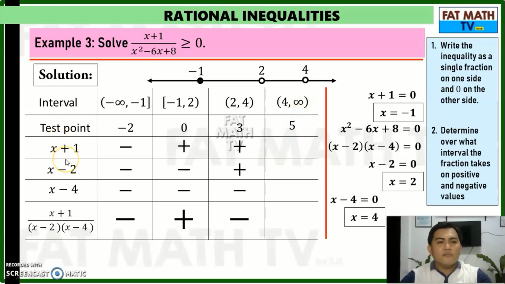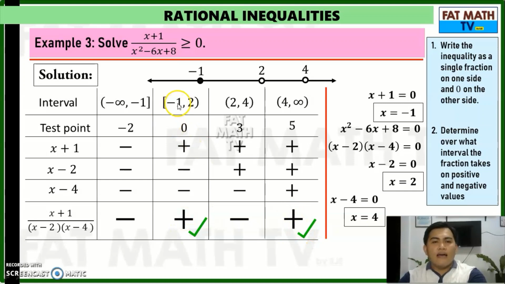So 5 plus 1 is 6, so that's positive. 5 minus 2 is 3, so that's a positive. And 5 minus 4 is 1, so that's a positive. So we have here a positive answer also. But since this inequality is greater than, we have to choose the positive answers. So we have to choose this and this one. So we will have the answer this interval and this interval for our answer.